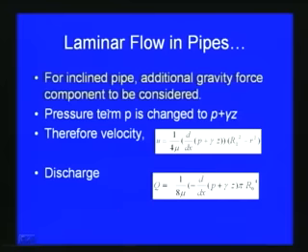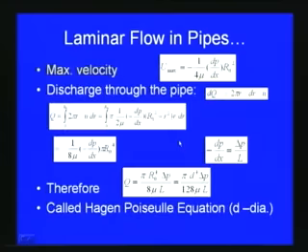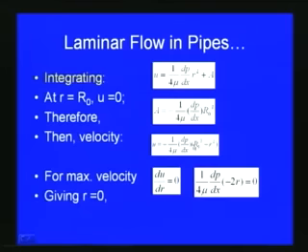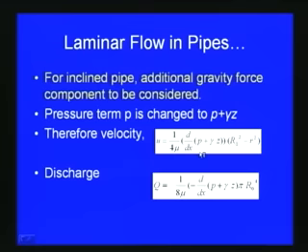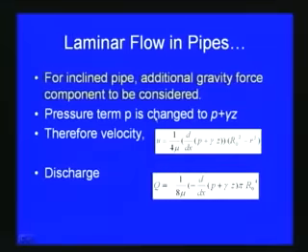So, therefore, we can write the velocity u. In our earlier expression, we got u is equal to 1 by 4 mu dp by dx into r0 squared minus r squared. The minus sign will be there depending upon whether dp by dx is negative or positive. When the pipe is inclined, we have to consider the additional gravity force, and we can do this by changing the pressure term: we will change P to P plus gamma Z. That means the additional gravity force will be considered.